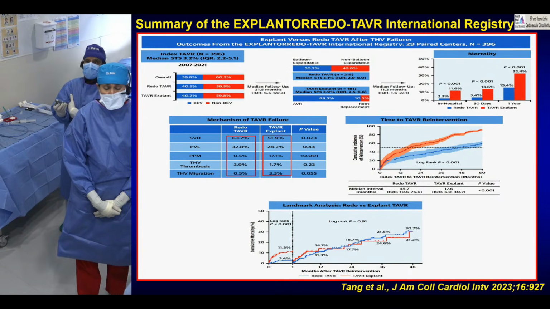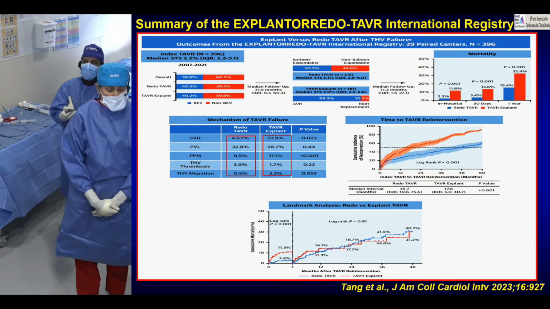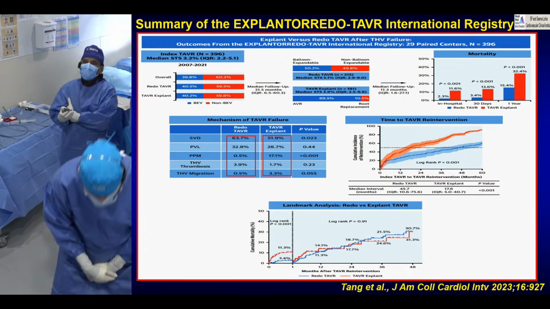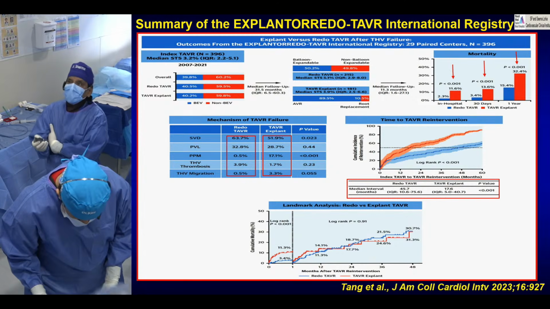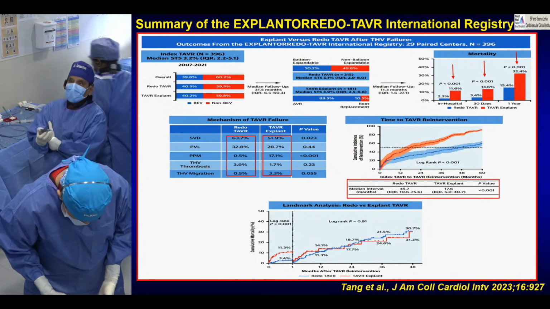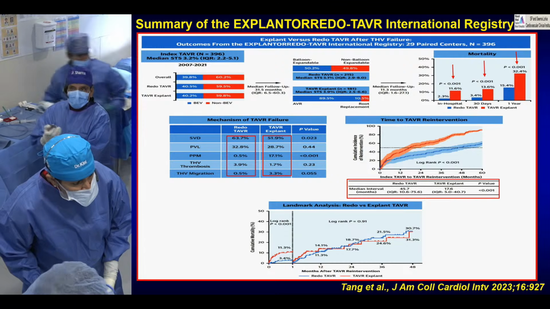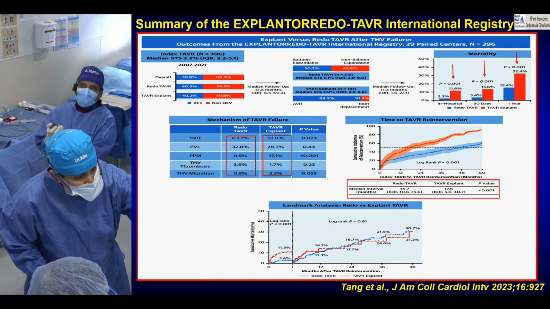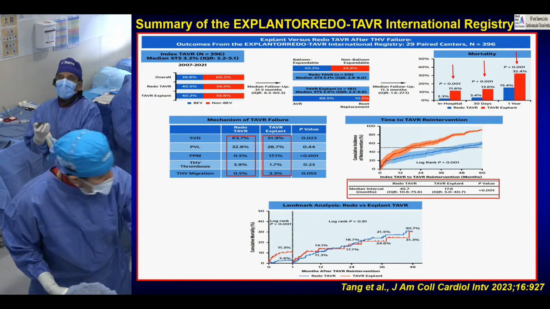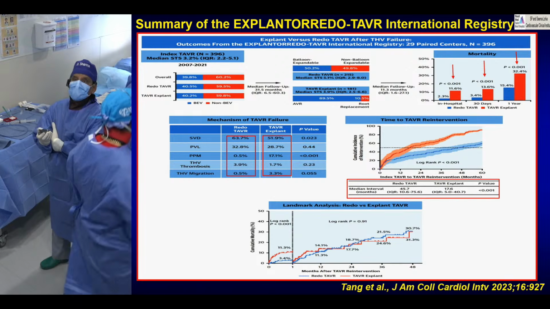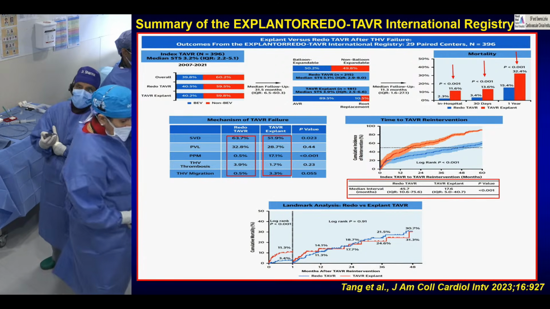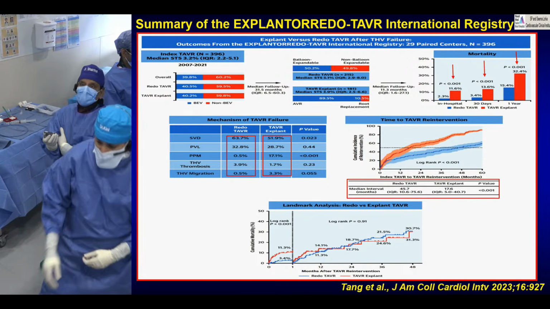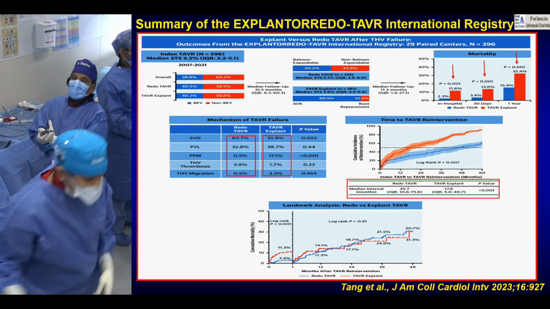And then the key is which case gets the redo TAVR, which can get a TAVR explant. We know that TAVR explant has associated higher mortality. We all know that, but every case cannot go for redo TAVR. TAVR explant is needed once you have particularly patient prosthetic mismatch. If you have PVL, you can do a redo TAVR. But if you have patient prosthetic mismatch, endocarditis, those cases are going to go for TAVR explant.